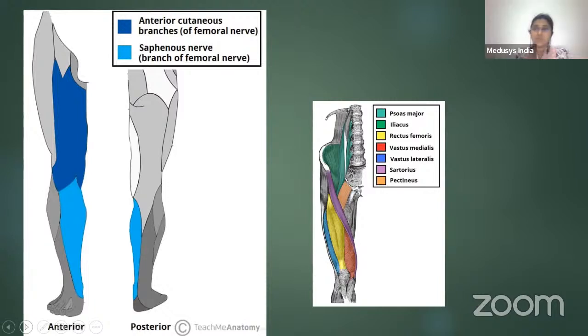Can you explain to us what are the muscles which are in total supplied by the femoral nerve? Pardon me? What are the muscles in total which are supplied by the femoral nerve? Yeah, the femoral nerve supplies through the anterior and the posterior division. The anterior division supplies the pectineus and the sartorius, and the posterior division supplies the quadriceps femoris. Okay. Any other muscles which are supplied by the femoral nerve?